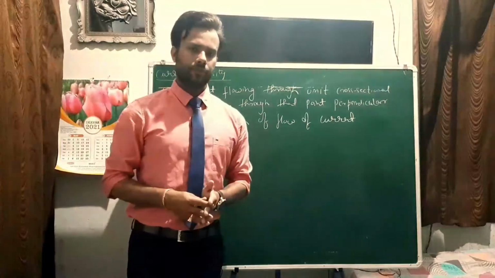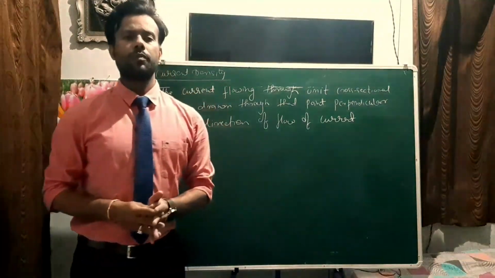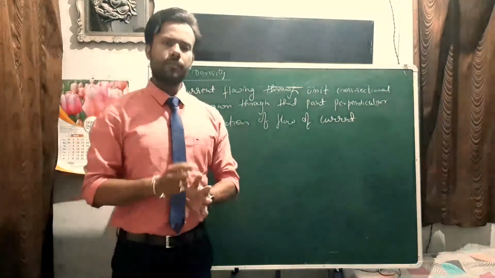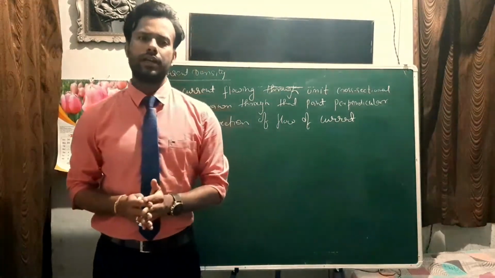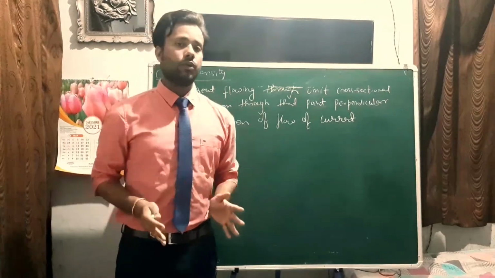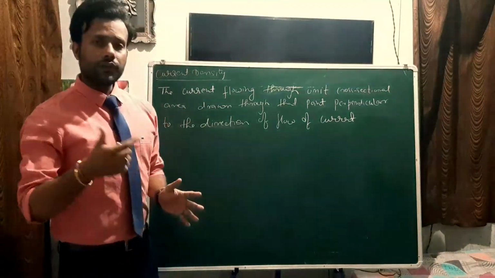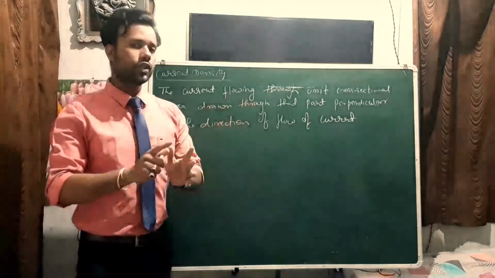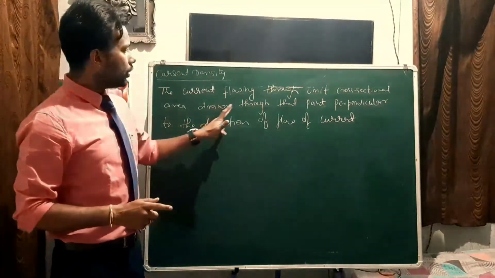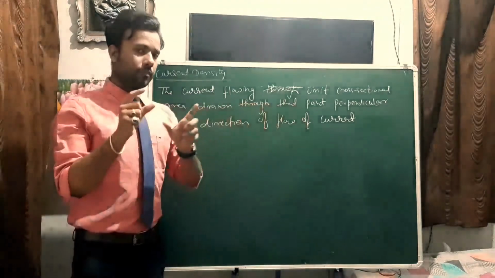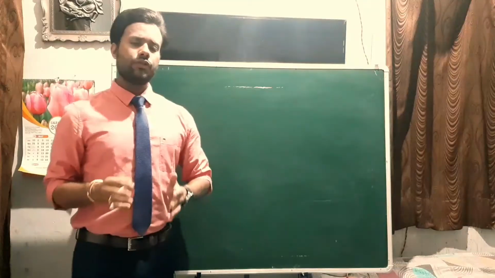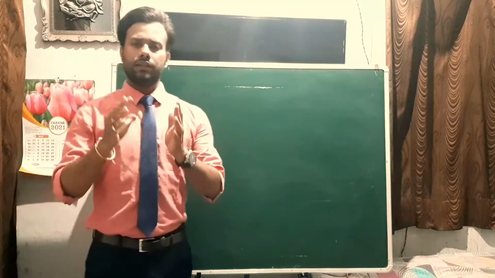Good morning, class. In the last video, the last topic we have done was current density. And I told you that a very important part is left in the current density. We'll complete it today. What was the definition of current density? That was the current flowing through unit cross-sectional area drawn through that point perpendicular to the direction of flow of current. So you see the definition of the current density.